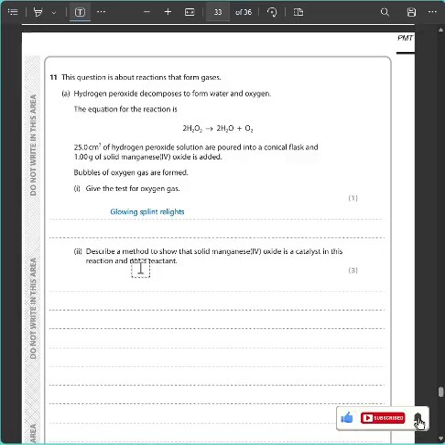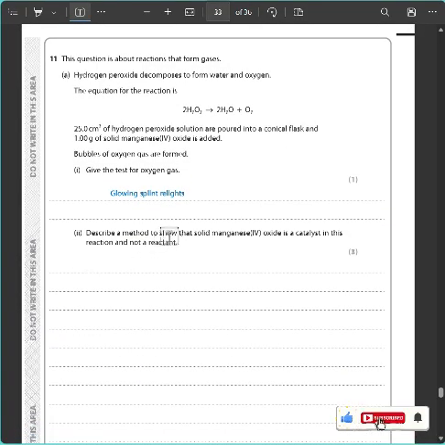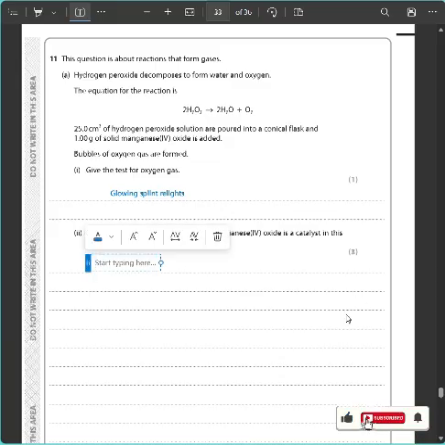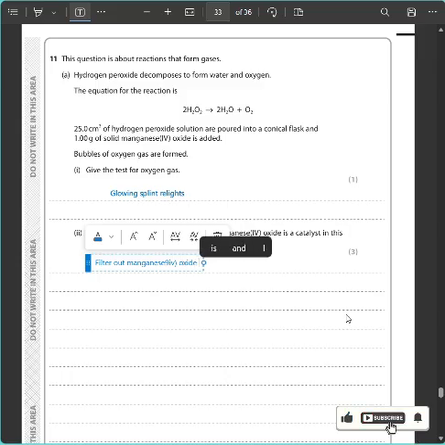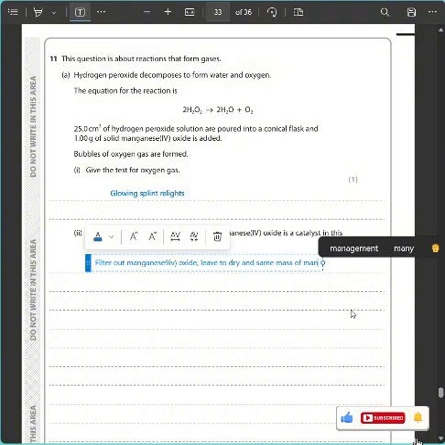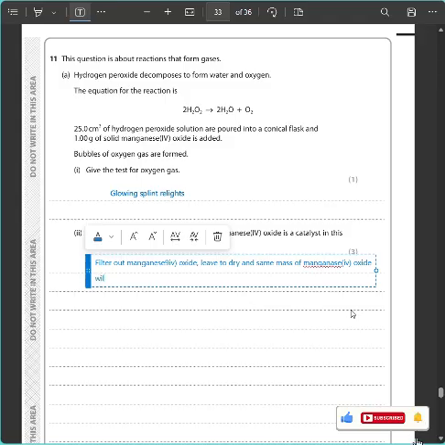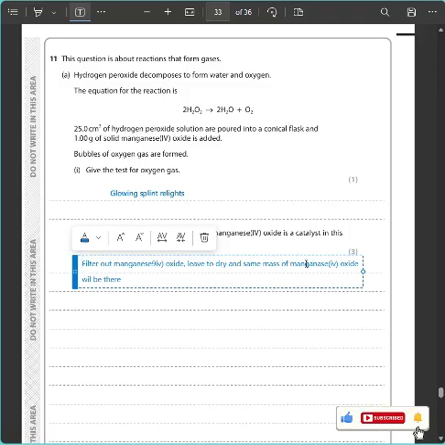And the next one, describe a method to show that solid manganese(IV) oxide is a catalyst in this reaction and not a reactant. Because, filter out the manganese(IV) oxide and leave to dry, and the same mass of manganese(IV) oxide will be there, because it didn't affect the mass of the product or the reactant.